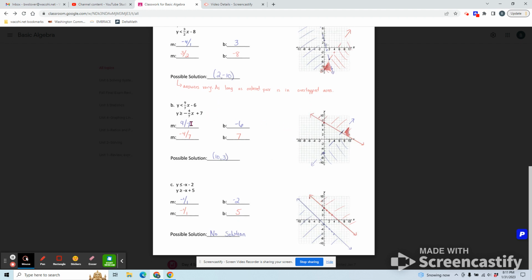Letter B, same thing. Identify the m and the b's. Graph them. Once again, I would graph one line at a time. So I graphed this line. I started at -6. I went up 9 over 7. It is dashed, and I shade below. And then the other line starts at positive 7, goes down 4 over 7. It is a solid line this time, and I shade above. And this is where they overlap. Anything in that overlapped area, or that dark shaded region, will make a true statement. So that's why it's a possible solution.